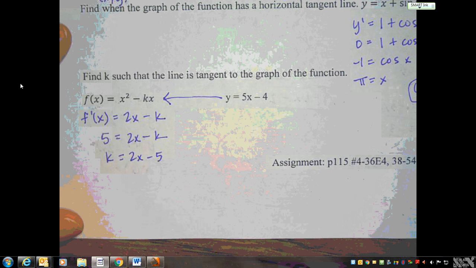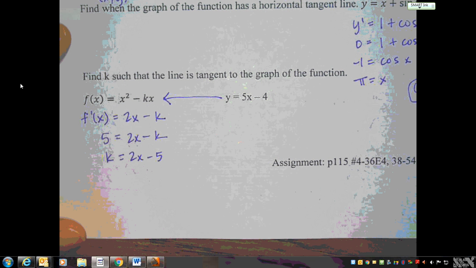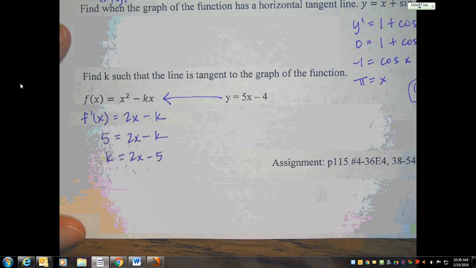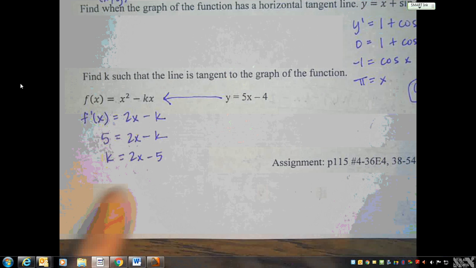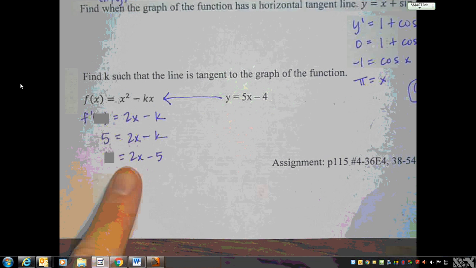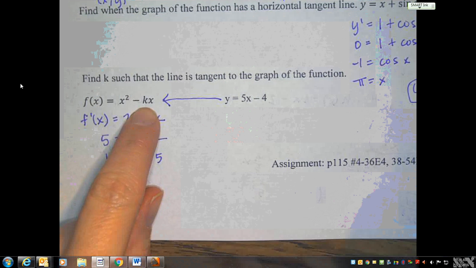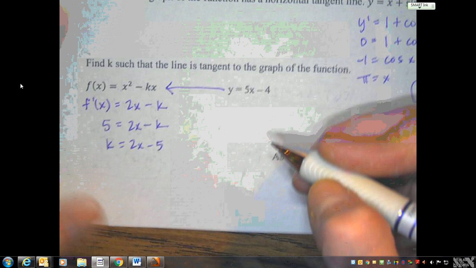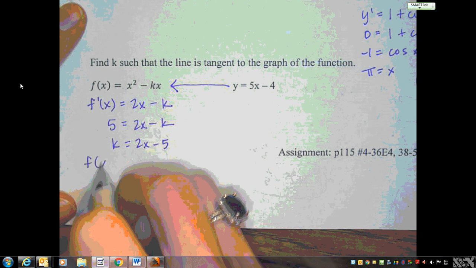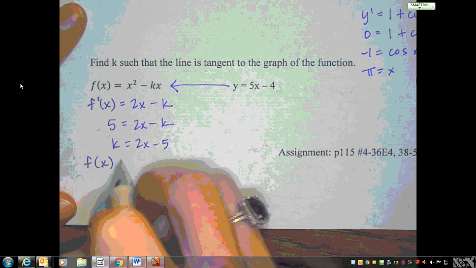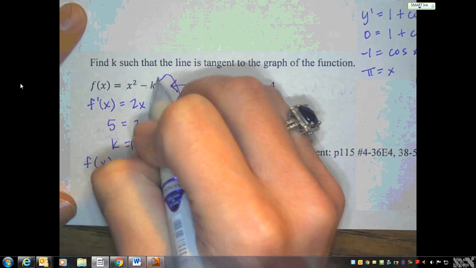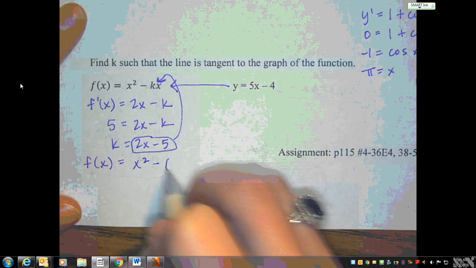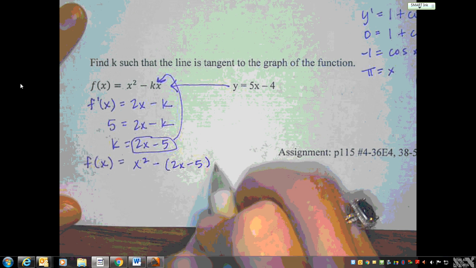And we're kind of stuck, because I still have too many variables in here. I still don't really know what k is. I know how to get it if I have an x value. Let's go ahead and plug k into this original equation here to eliminate the k variable entirely. So f of x, I rewrite it as x squared minus, and in place of k I stick in 2x minus 5, and we're multiplying that by an x.